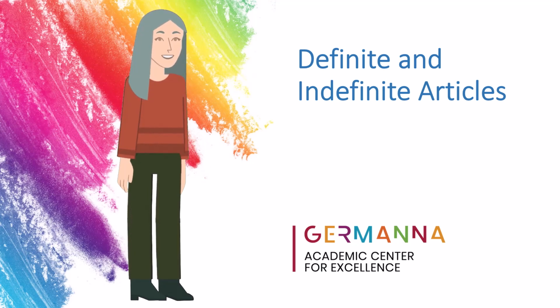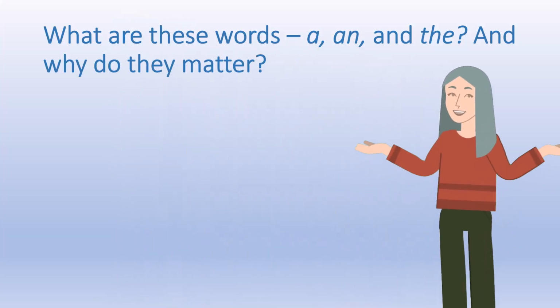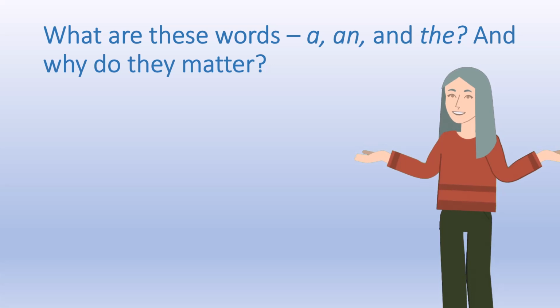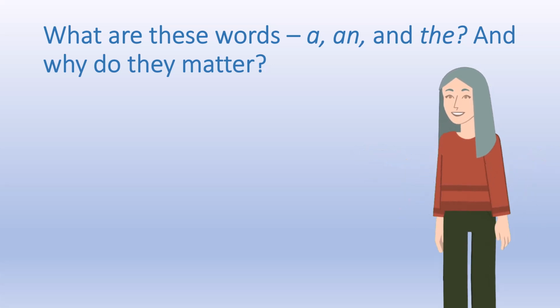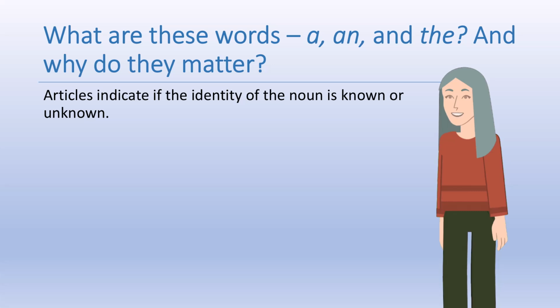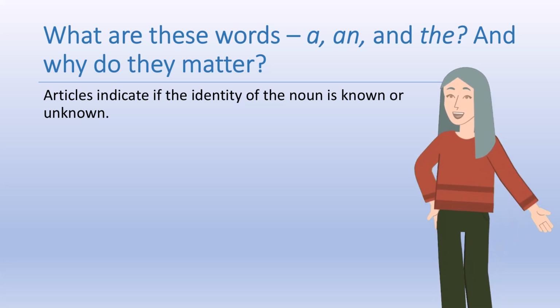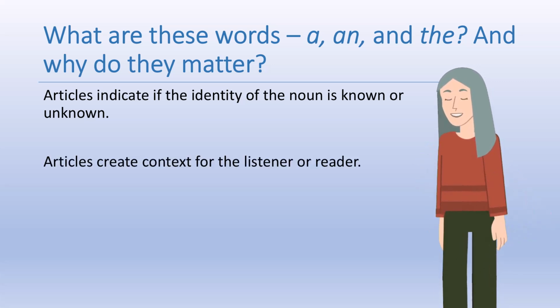In English, articles can be challenging to understand, so here are some tips to clarify the difference between definite and indefinite articles. You may ask yourself, what are these little words, a, an, and the, and why do they matter? There is actually meaning behind these little words. Articles indicate to the listener or reader if the identity of the noun is known or unknown. This is important because the articles create context, which helps understanding.